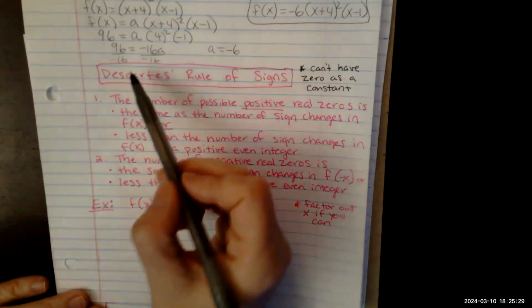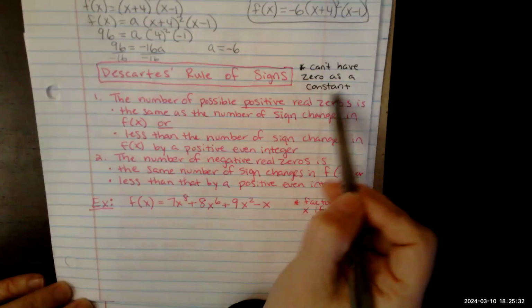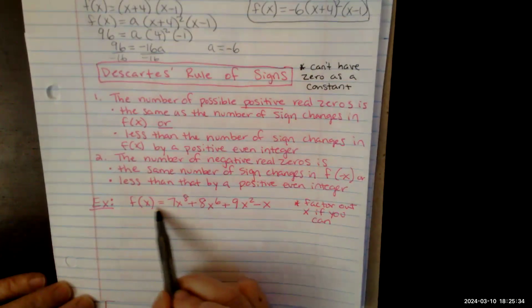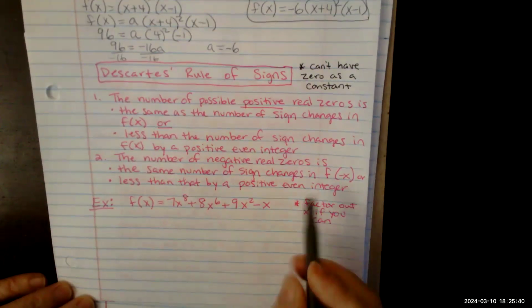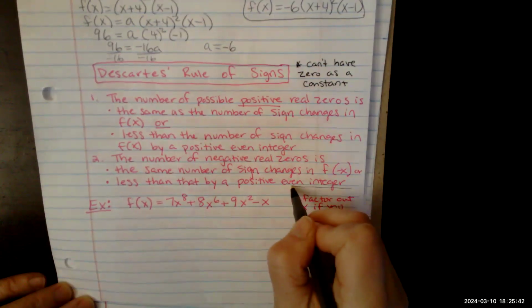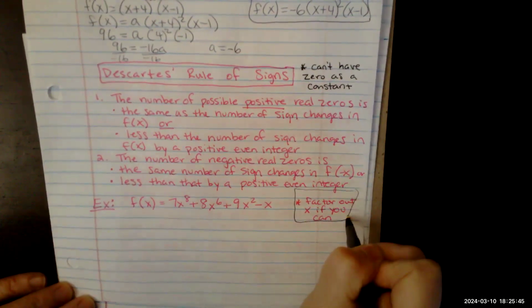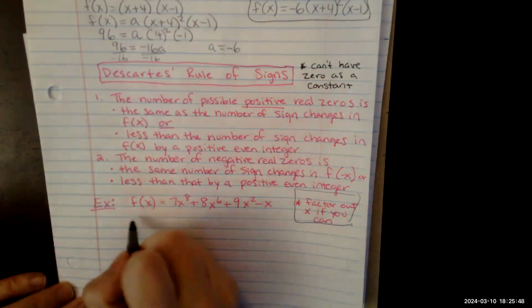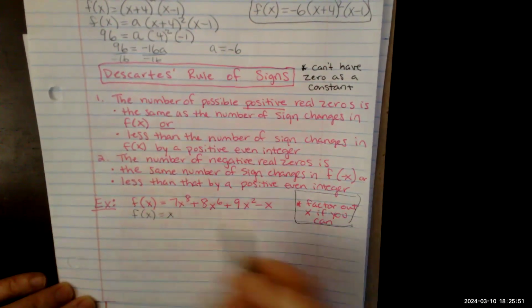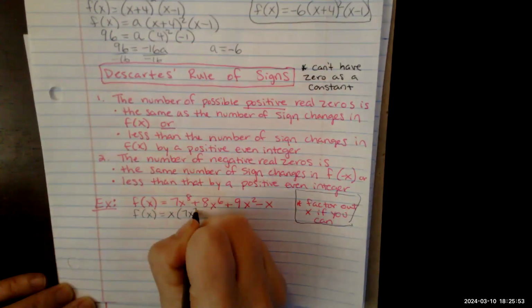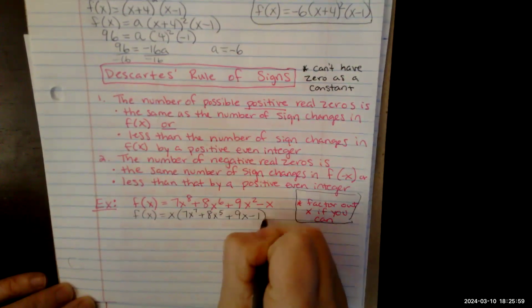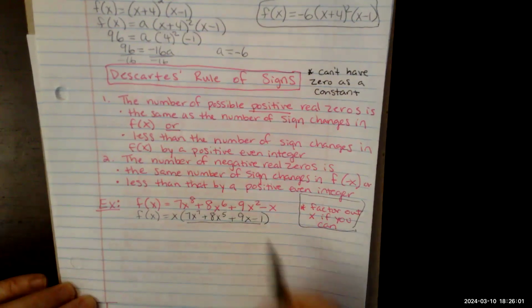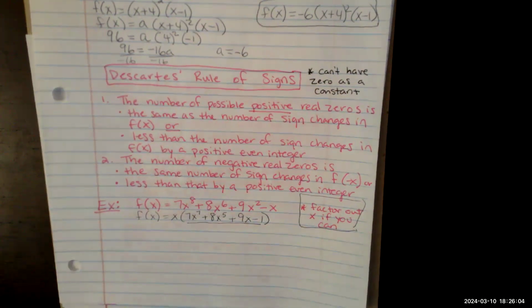So here's how the rule goes. First of all, when you do this, you can't have 0 as a constant. So in my example here, do you see how I have no constant, which means it's 0? So the trick is, if that is happening, you need to factor out any x that you can. So if I were to factor out an x here, I would get 7x to the 7th plus 8x to the 5th plus 9x minus 1. And now this is what I'm going to focus on to see what's happening with the signs, because now I have a constant that is not 0.